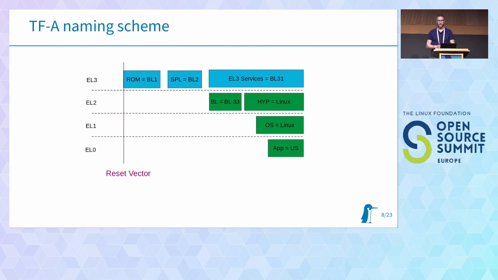There's also a slightly different naming scheme from the ARM trusted firmware world, where the ROM is always equivalent to BL1, so bootloader 1. The SPL is usually named bootloader 2, and the EL3 services are bootloader 3.1. So the third stage, but the first part, which is going to run in exception level 3 permanently while your kernel is also running on the system. And then it's going to start what we know from the ARM 32-bit world as the bootloader, as bootloader 33. And then everything else is either taken up by the Linux kernel in the form of hypervisor and OS kernel. And finally, we have an application layer, which is here named US for user space.